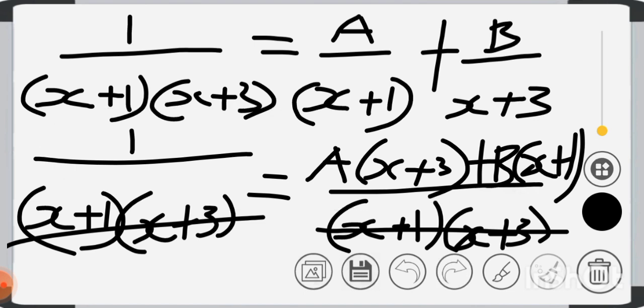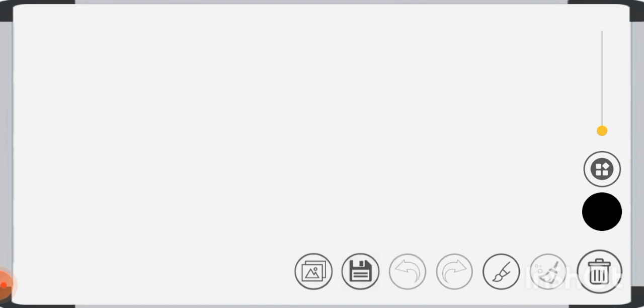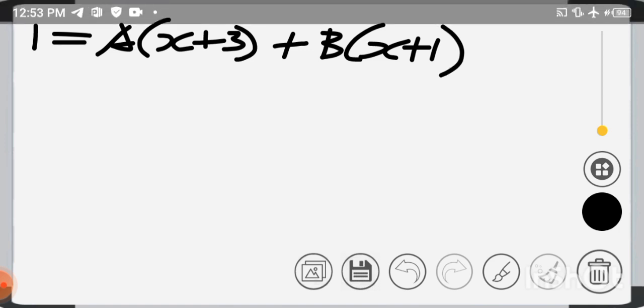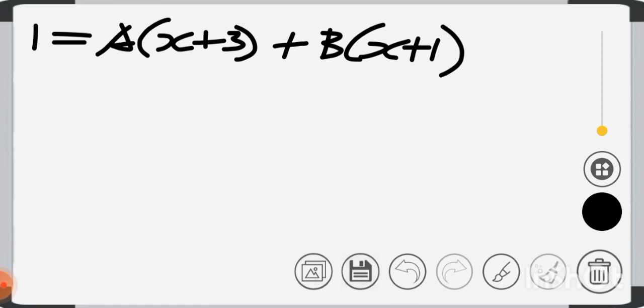So let me wipe out this place. Then the next thing we are going to do is equate this upper side to this upper side, and cancel out the downside since they are the same thing. So that is A(x plus 3) plus B(x plus 1). So we have 1 equal to A(x plus 3) plus B(x plus 1). Now the first thing I want to do is get A and B out.